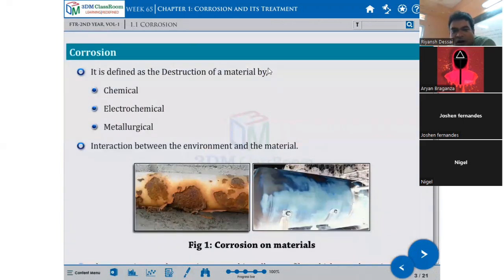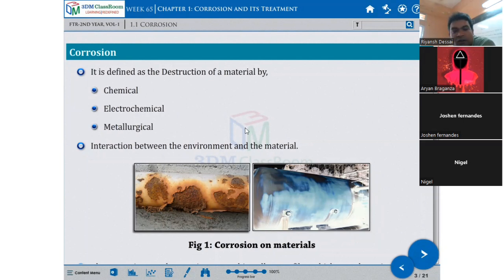So basically, how does this corrosion happen now? There are some pictures given. Have you seen? This is rusted or coated, and one is this type of drum or something. It also gets corroded, meaning the strength of this drum is totally lost.